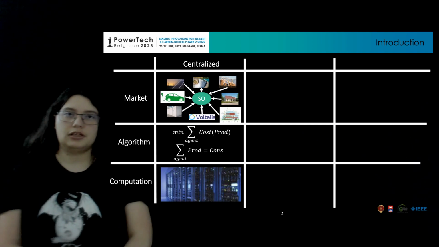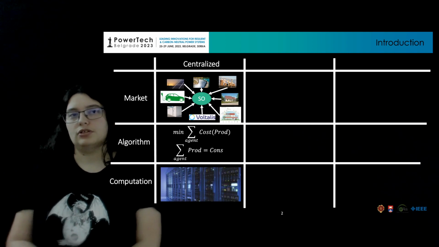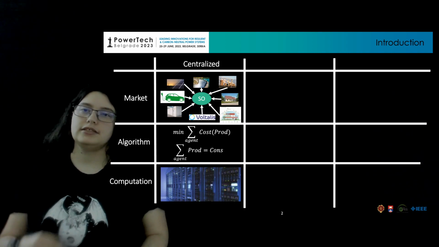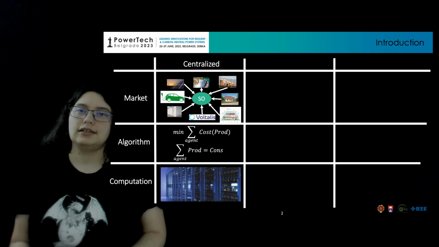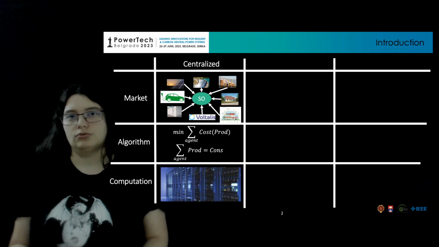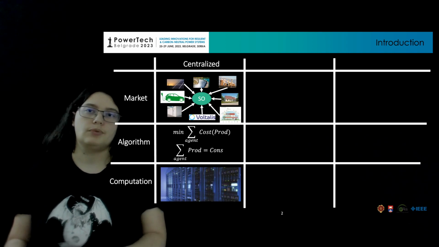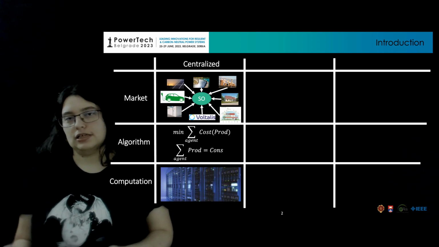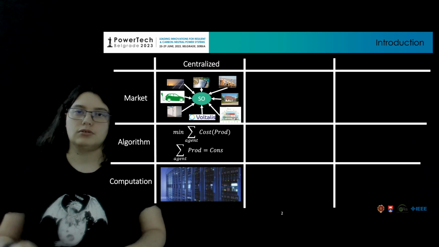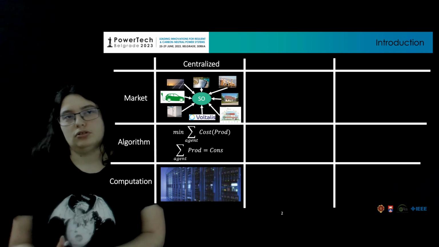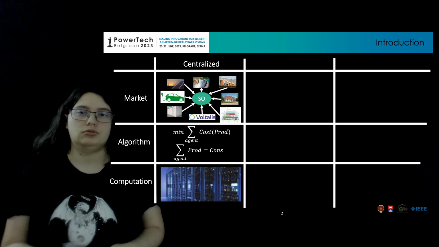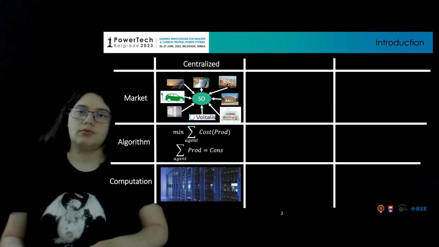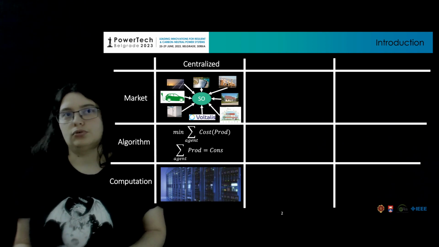Before talking about my work, I will talk about the electricity market. Nowadays the market is centralized. That means that all agents send their production and their cost to a central agent, the system operator, and this agent tries to minimize the sum of the production costs of each agent, with the constraint that the production must be equal to the consumption. All computation is made on a supercomputer, a big server.